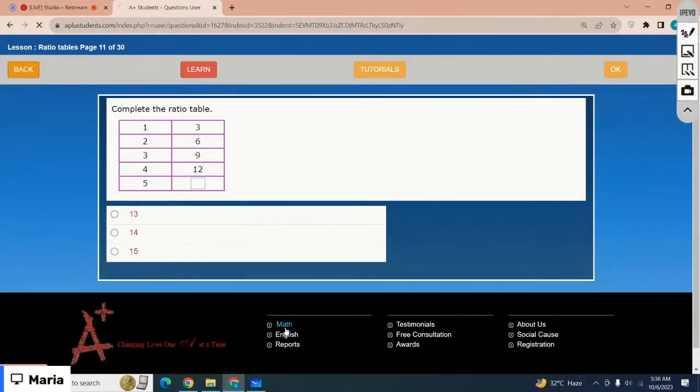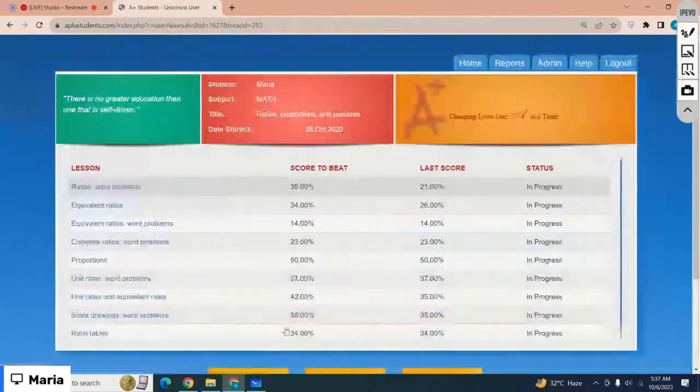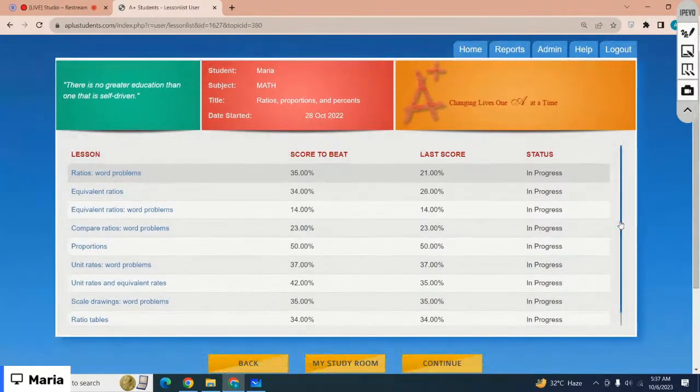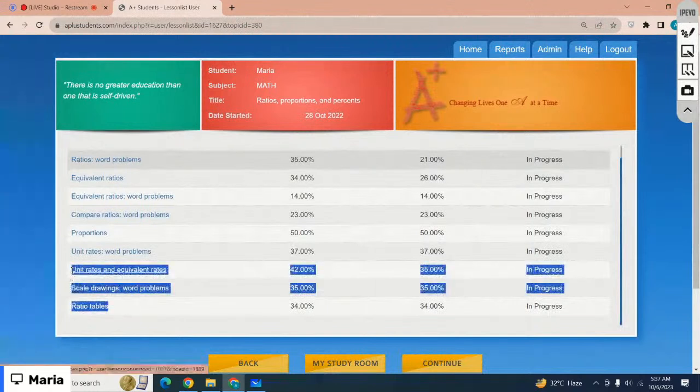Okay, you can complete the lesson by yourself later today. So we were working on grade 6 maths, on the chapter ratios, proportions, and percents. The lessons we covered today are unit rates and equivalent rates, scale drawings, word problems, and ratio tables. Please make sure before the next session you complete all the practice questions for the lessons we just did. That is your homework until the next session, right?